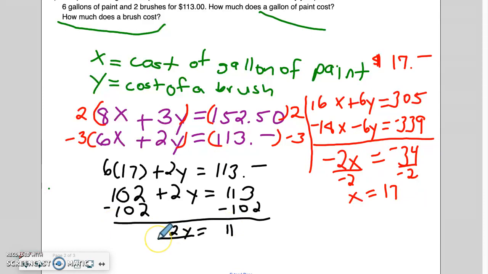Divide both sides by 2. So y equals 5.50. All right, so then I can do the cost of the paint brush is $5.50. I would go back and just with your calculator make sure that 8 times 17 plus 3 times 5.50 gives you that number. I'm not going to do it now because we have another problem to do.